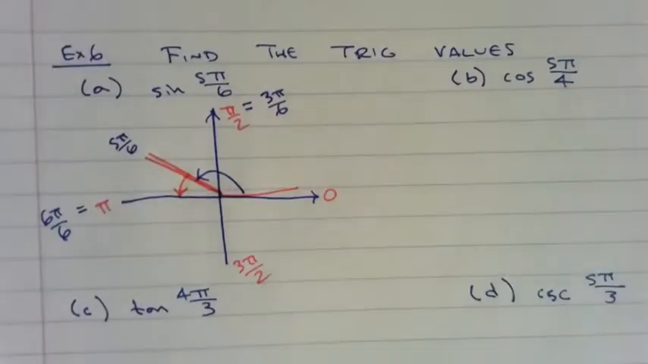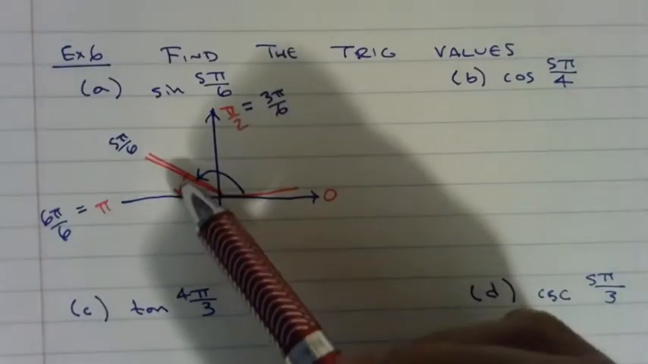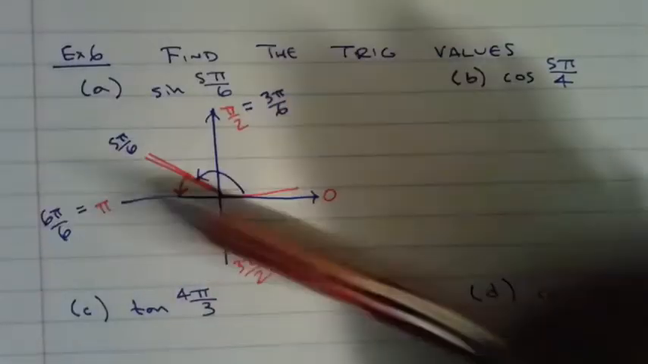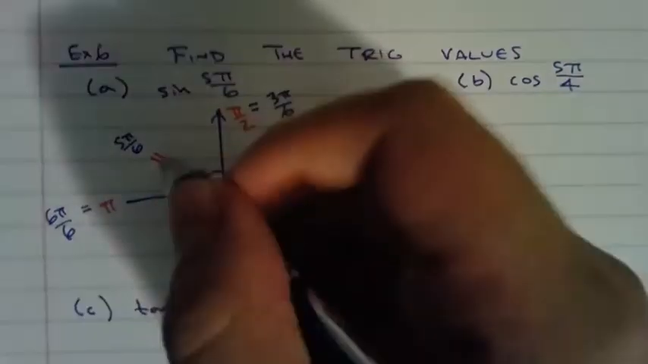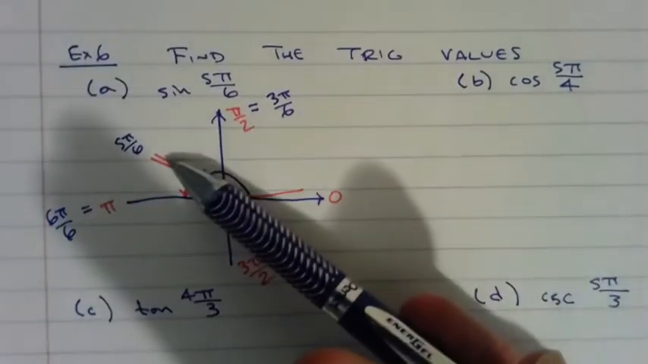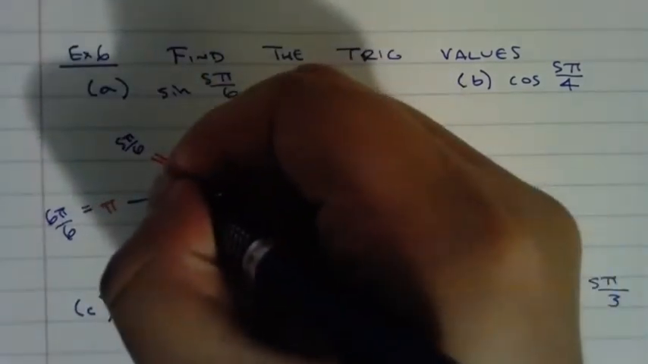Okay? Why is that my reference angle? Because your reference angle is always the angle that is made with the terminal side and the horizontal line. So this right here is your reference angle. Now, I'm going to go ahead and find my reference angle. So for me to get from 5 pi over 6 to 6 pi over 6, we just need to add pi over 6. So this angle right here is pi over 6.